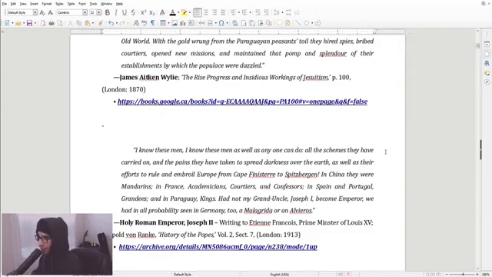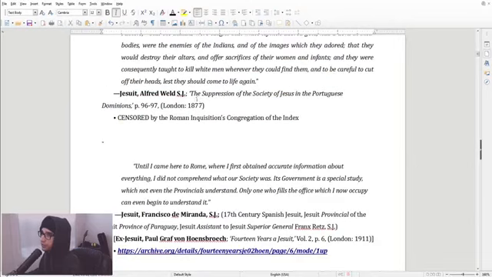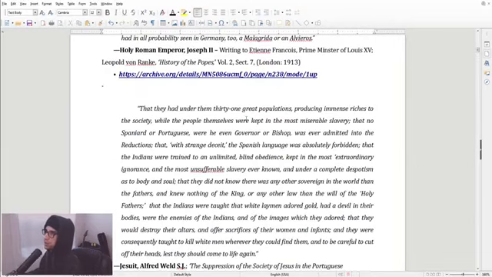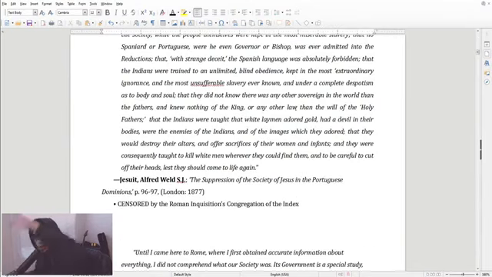Check out those. And this is him writing to Etienne Francois, Prime Minister of King Louis the 15th. And you can find this in Leopold von Ranke's History of the Popes, Volume 2, Section 7, London, 1913, or in James Atkin Wiley's The Rise and Progress of Insidious Workings of Jesuitism, page like 87 or something, London, 1870. So, check out this. This is from a Jesuit.